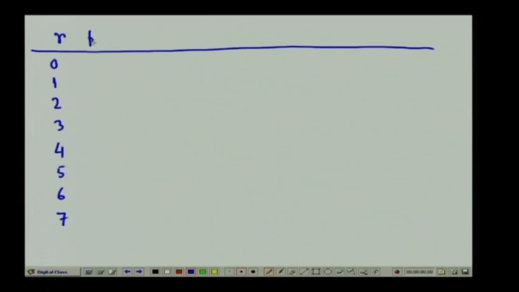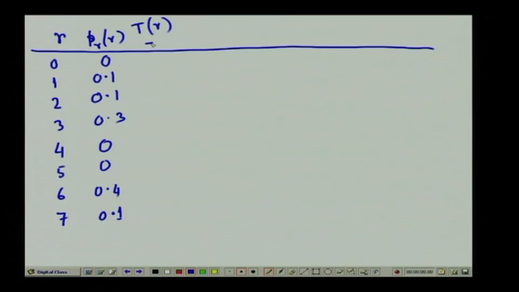The corresponding probability values are given by 0, 0.1, 0.1, 0.3, 0, 0, 0.4 and 0.1. Then obviously, from this probability density function, we can compute the transformation function T(r), which is nothing but the summation of p_r(i), where i varies from 0 to r. So, if we compute the transformation function, you will find that it comes out to be like this.